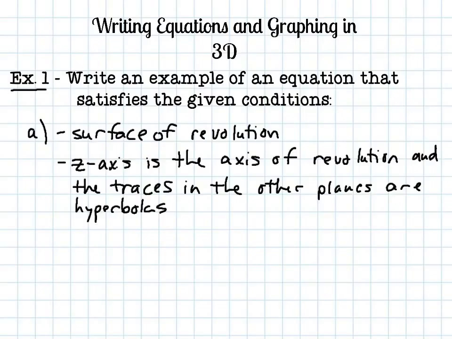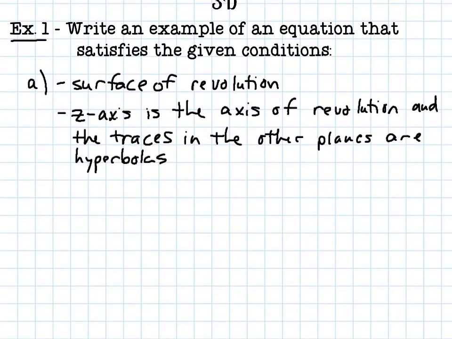So for example 1, we're talking about writing an example of an equation that satisfies the given conditions. So here, remember these equations can be whatever we want. We just need to be able to get them to fit the conditions that were given, and so we have a lot of variability with how we write these. Okay, so for a surface of revolution, meaning that it has cross sections of a circle. Okay, and the z-axis is an axis of revolution.